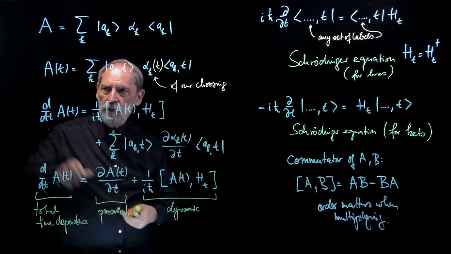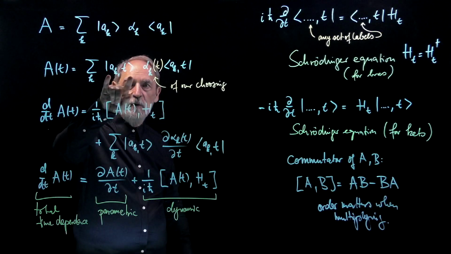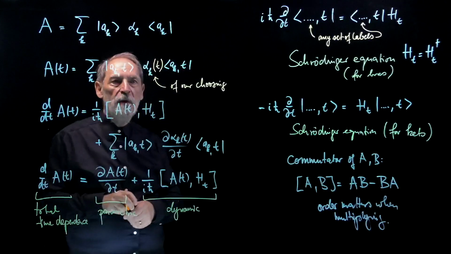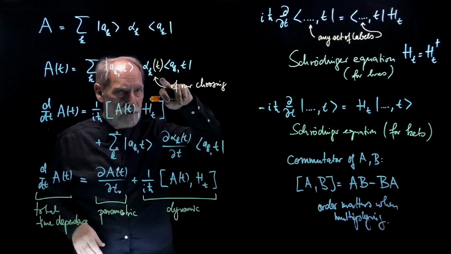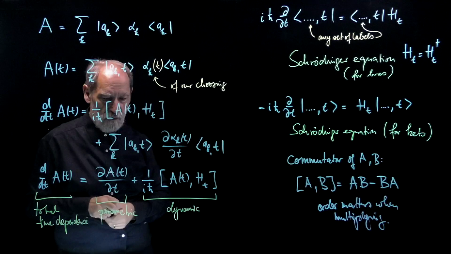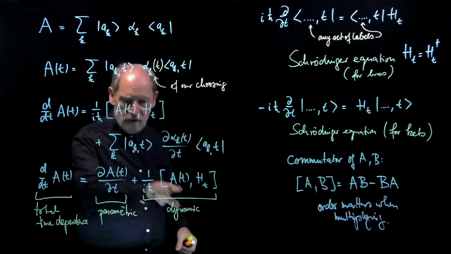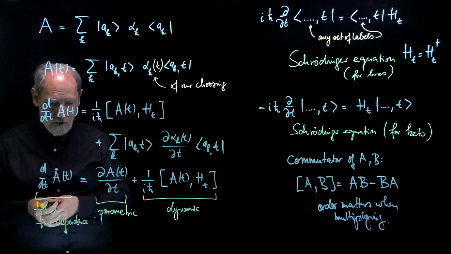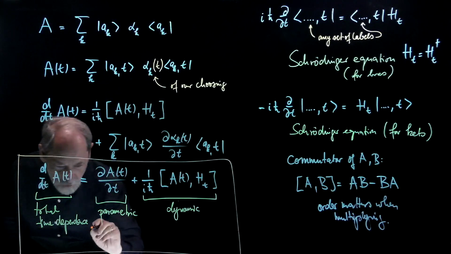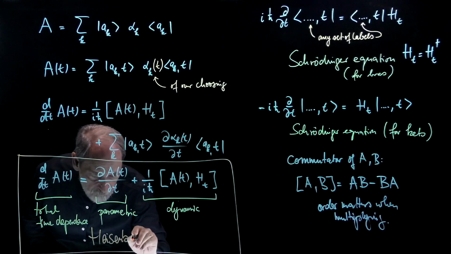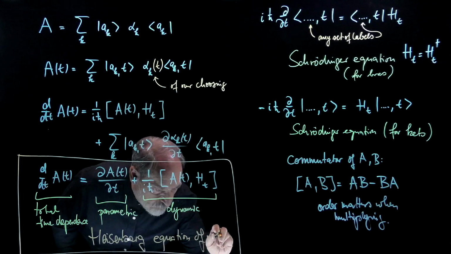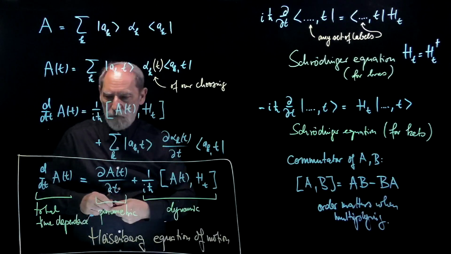So I repeat, this operator A of t depends on the dynamics of the system, which tell us how the kets and the bras at one time depend on those at an earlier time. And then there is a parametric time dependence of our choosing by deciding that we want to have, for one reason or another, time-dependent values for the eigenvalues. So there's this parametric time dependence, there's the dynamic time dependence, together that's the total time dependence. And what we have arrived at now is the Heisenberg equation of motion. So that's the equation of motion for an operator.